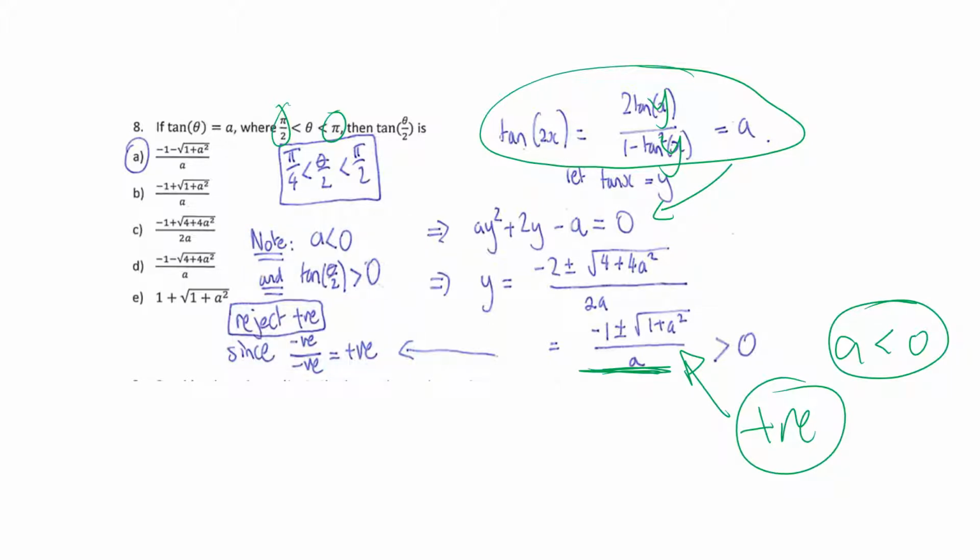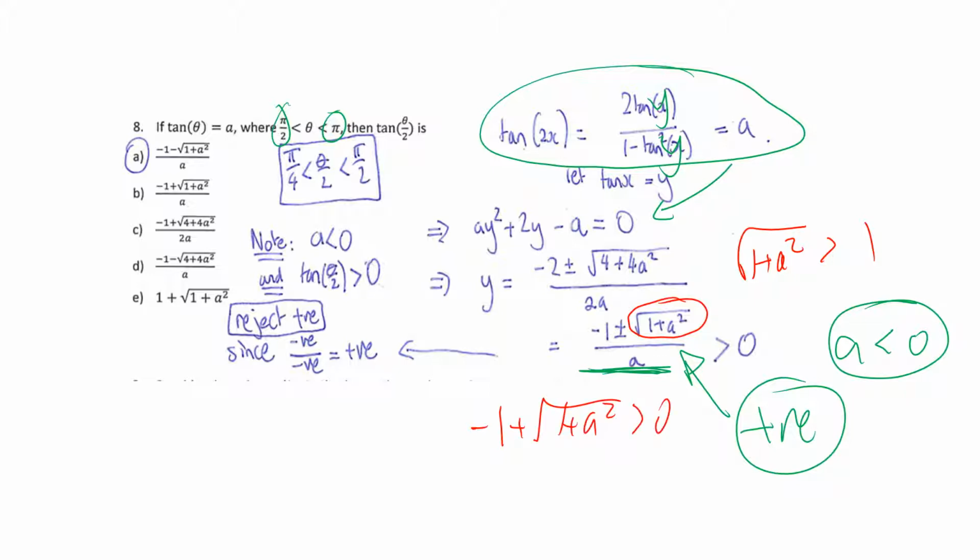We need to realize that this value, the square root of 1 plus a squared, is a value bigger than 1. So when we go minus 1 plus that, we've got a positive. So minus 1 plus the square root of 1 plus a squared is indeed positive.